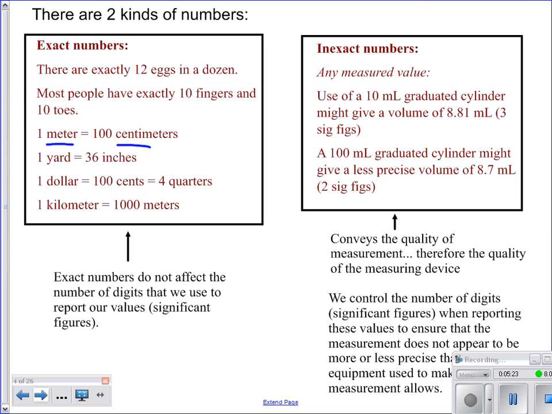So counts and conversion factors, maybe we should summarize that. Counts and conversion factors are always going to be considered exact numbers. In other words, when we start doing some math with these, and I know we haven't really defined this term yet, we're going to see that exact numbers do not affect the number of digits that we use to report our values. We don't use those to limit our values in our answer.